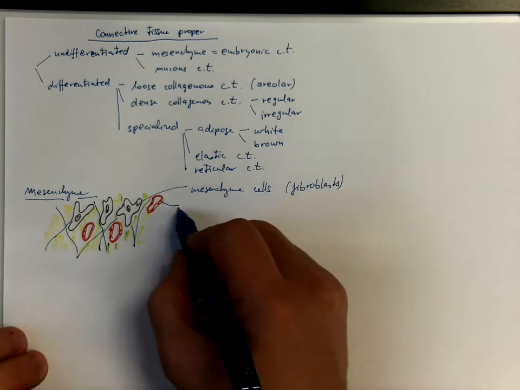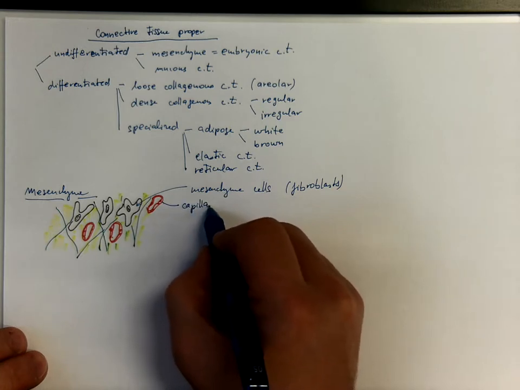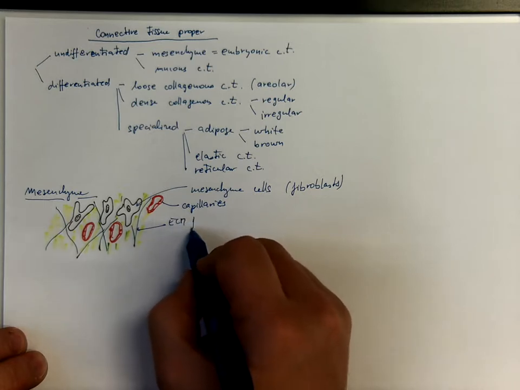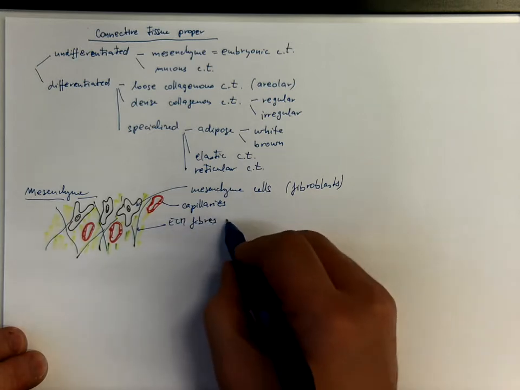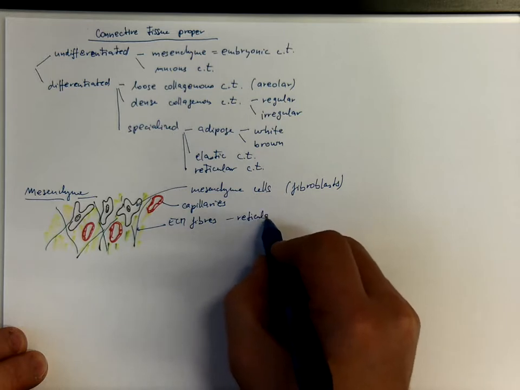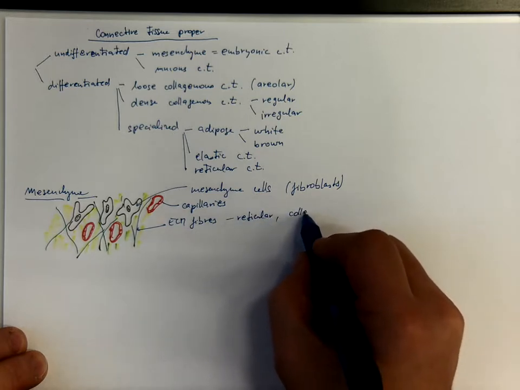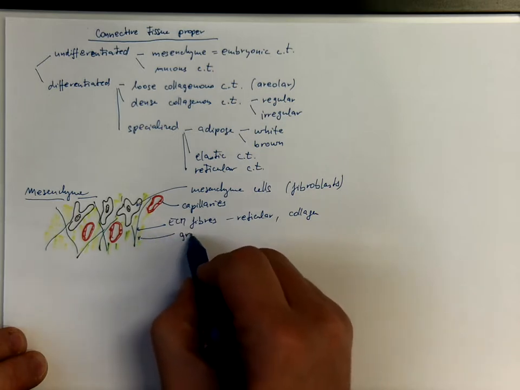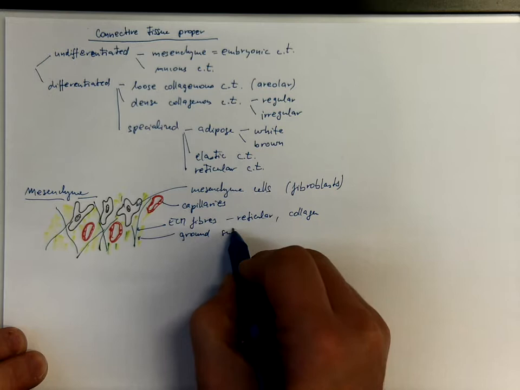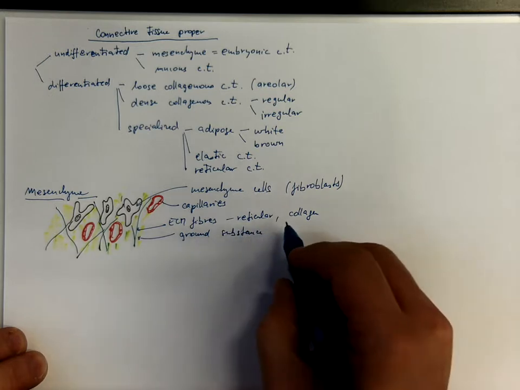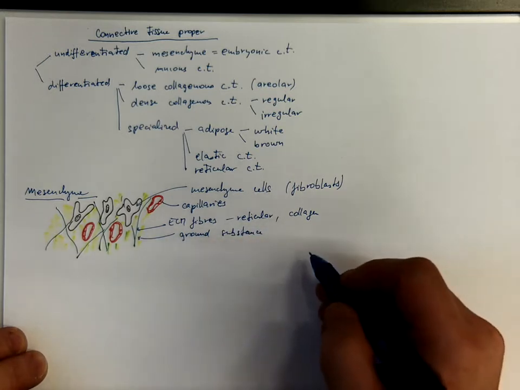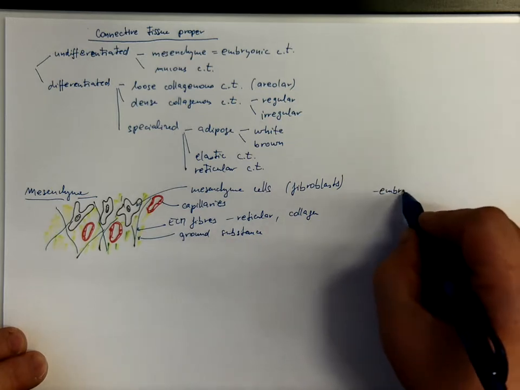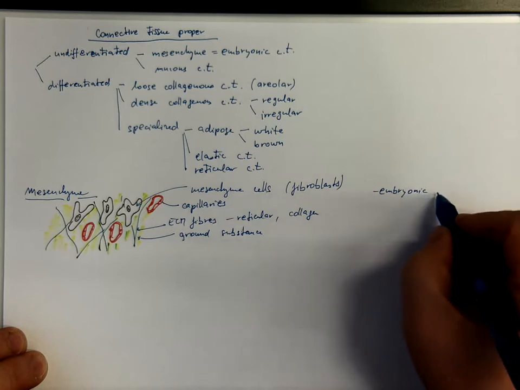We have capillaries, extracellular matrix fibers, mainly reticular and fine collagen fibers. And we have the ground substance of the extracellular matrix. An example is the embryonic connective tissue.